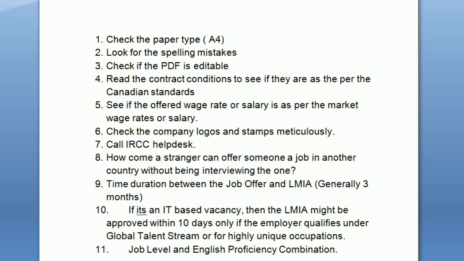It's a staggering fact that a stranger can offer someone a job in another country without interviewing them. I'm not saying it happens in every case, but in most cases it may. I understand in some cases they take your interview over Skype or even over a call. Sometimes they portray it like they're calling you from Canada, but it all can be bogus. You have to be aware of that. How can a stranger offer someone a job in another country without interviewing them?